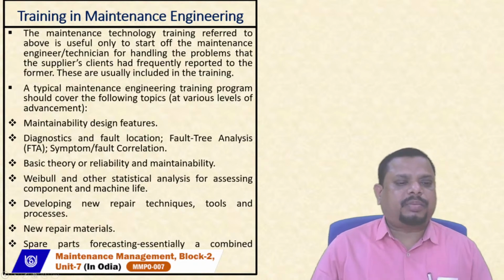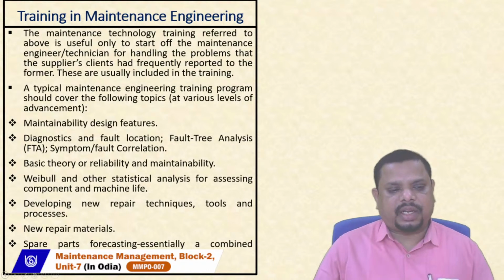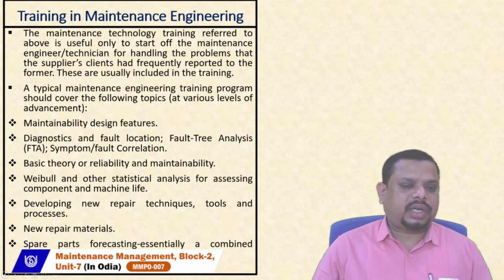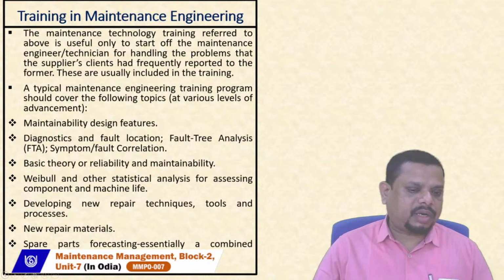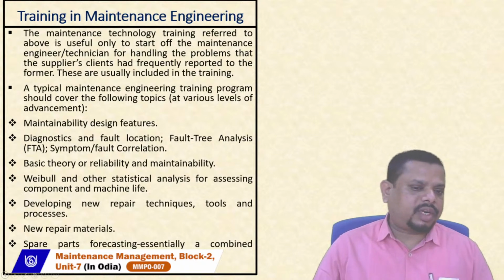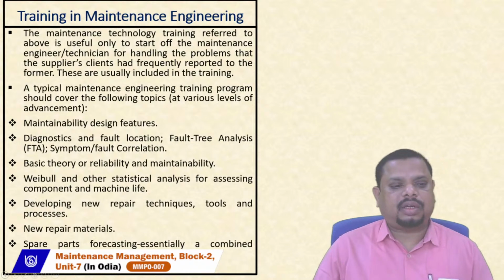The next important part is basic theory of reliability and maintainability. They must understand the basic theory of reliability and maintainability of different machines and equipment. The next, fourth point, we have variables and other statistical analysis for assessing the component and machine lives. So they must conduct statistical analysis, meaning demand forecasting, time series analysis, conducting various statistical data collected from the machines to go for regression analysis to assess the different components as well as to improve the machine life.